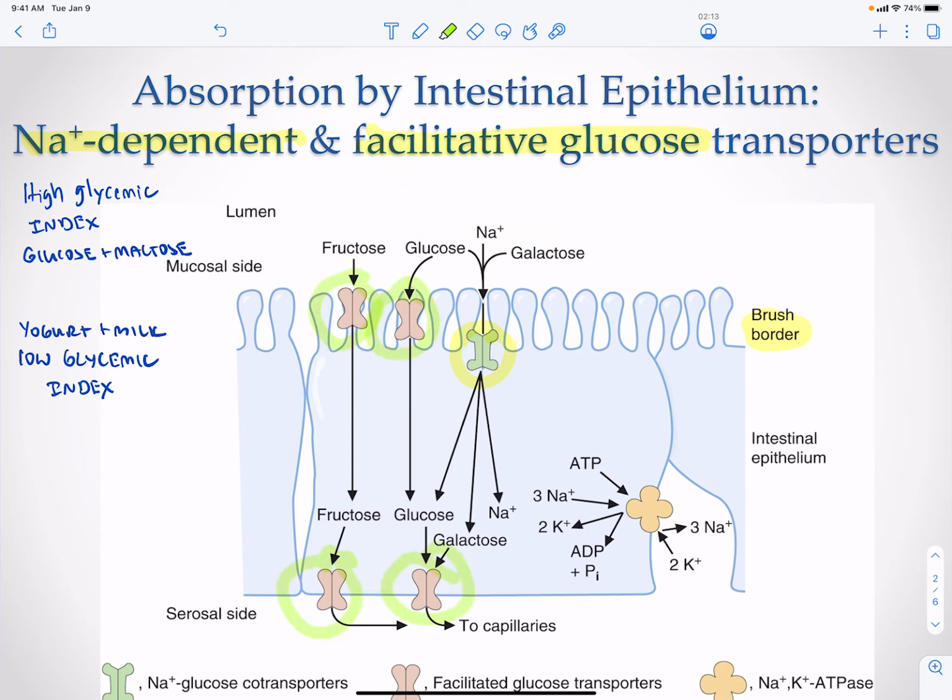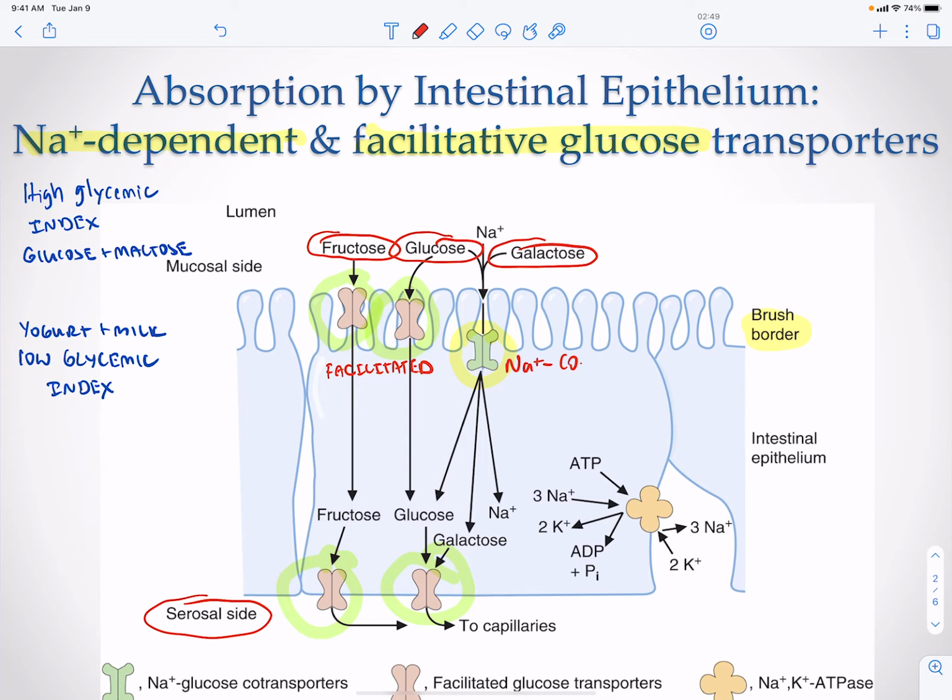And you can see that we have our 3 sugars. So remember, we can only absorb monosaccharides, and we have our fructose, we have our glucose, and we have our galactose. So those are the only 3 that we can absorb. We have transporters for them. They are going to be taken up on the brush border side, and then they're going to be released on the serosal side. They can be taken up by either the facilitated or by the sodium cotransport.